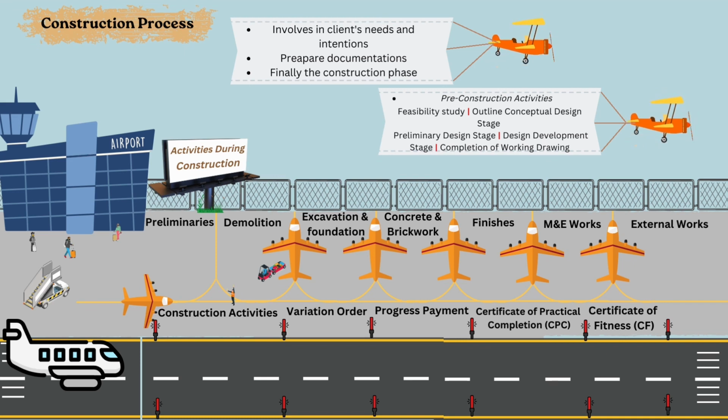Next, pre-construction activities divide into 5 components, which are feasibility study, outline conceptual design stage, preliminary design stage, design development stage, and completion of working drawings. Here I am going to explain that a feasibility study is a ballpark estimate of project cost.